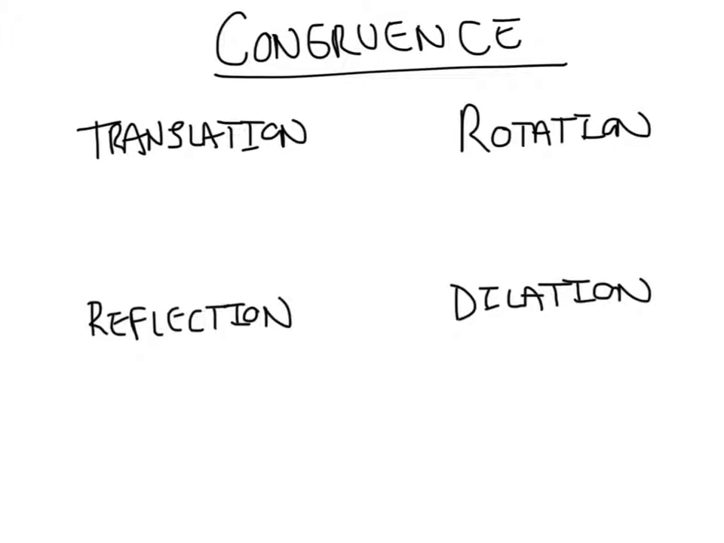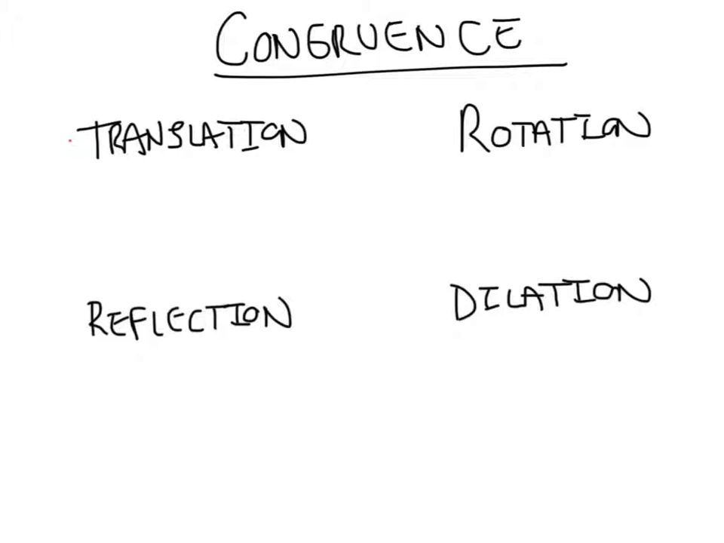Okay, when we're talking about our transformations, we have two ideas that we're going to see pop up a lot, and that's congruence and orientation. So first I want to talk about congruence. Before we can even start going, we have to know what that means. To be congruent means it's the same size and same shape.